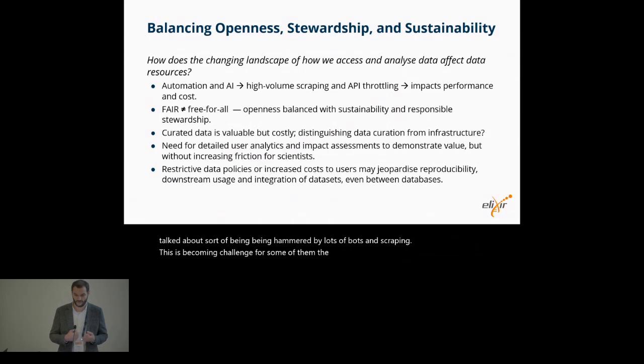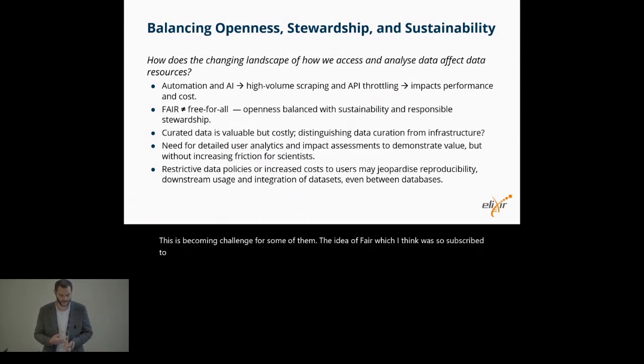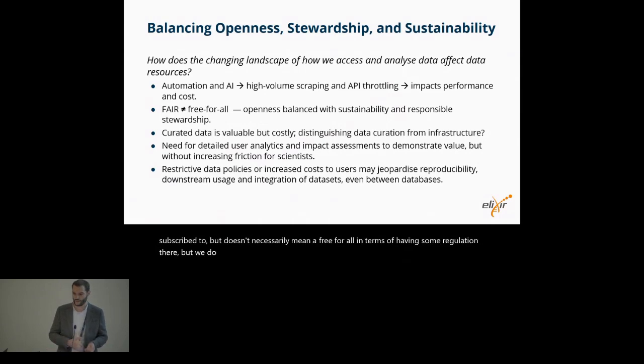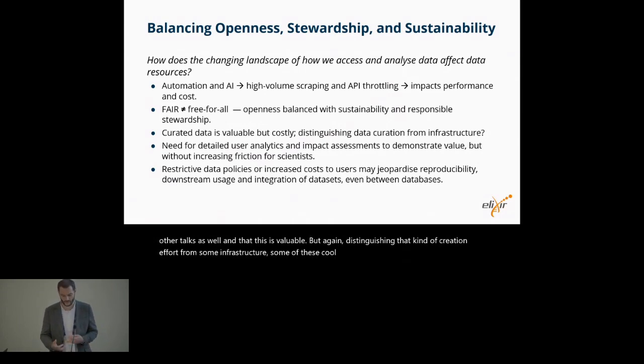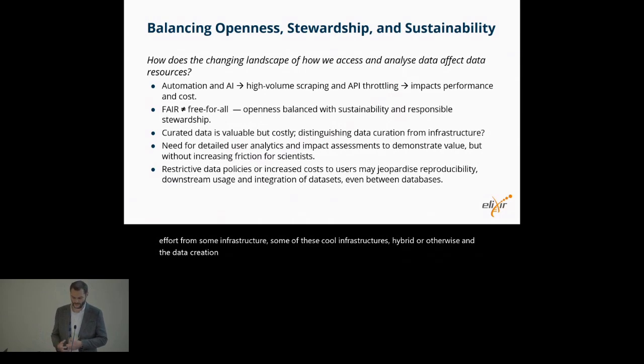The idea of FAIR, which I think most of us subscribe to, doesn't necessarily mean a free-for-all; it means having some regulation there. But we do still want to practice open science and open data, so we're trying to balance that with sustainability and responsible stewardship. We talked about curation in some of the other talks as well, and that this is valuable. But again, we need to distinguish that curation effort from some of the infrastructure, these cool infrastructures, hybrid or otherwise, and the data creation efforts, which run in parallel, not necessarily overlapping.